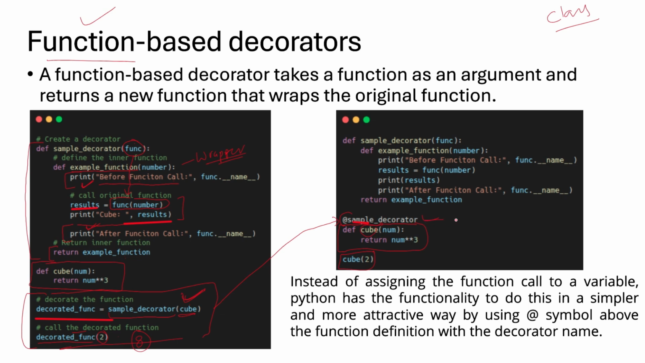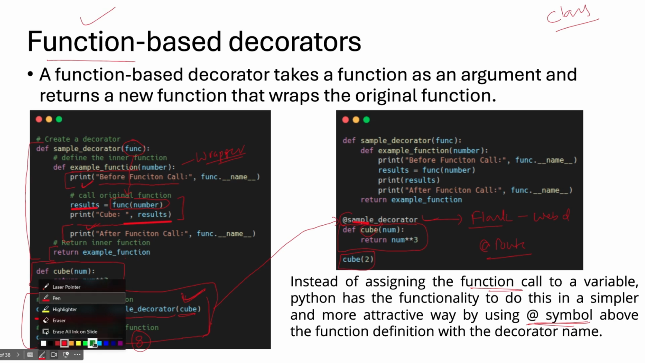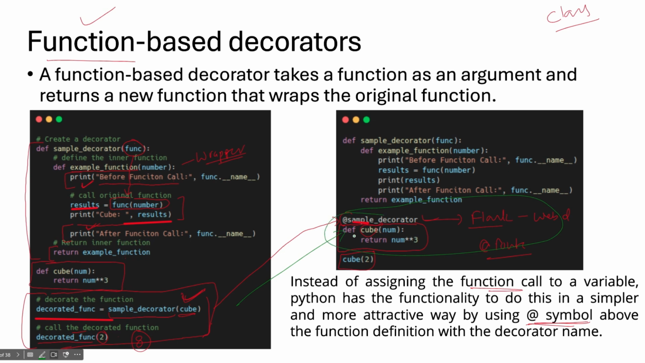So this is also used in Flask. If anyone has used Flask for web development, we define a route with @app.route or something, right? So this is a very good way to extend the functionality. I will show you some examples also. So instead of assigning the function call here, just like we were doing, we can also use the @ symbol. This is the most used way, right? You can move from this to this, so that is the simplest way, right?